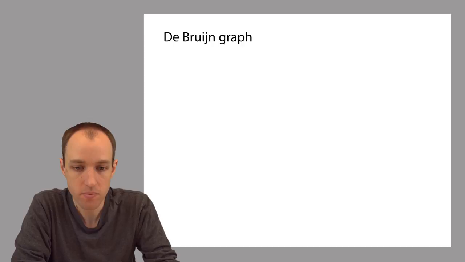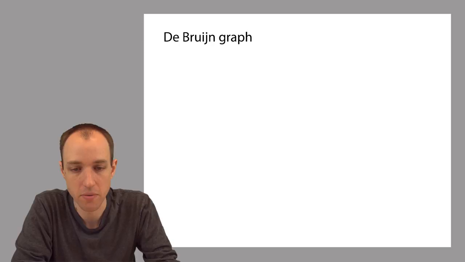So whereas before we used something called an overlap graph, this time we'll use a slightly different kind of graph called a de Bruijn graph. Like the overlap graph, the de Bruijn graph is also a directed graph. So that is, it has edges and those edges have a direction. So let me start with an example that's not really a de Bruijn graph yet, but it gives you some idea of what we're going to be doing here.